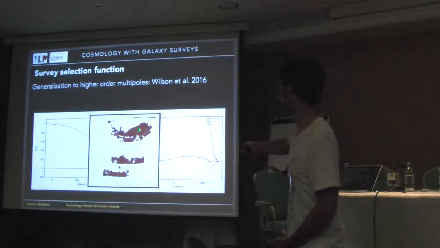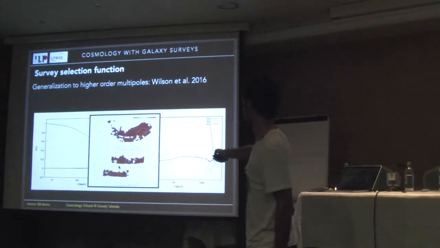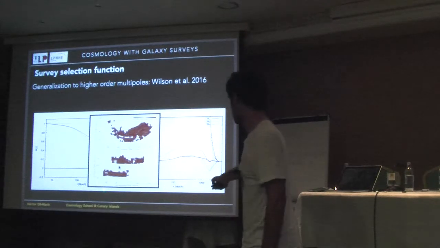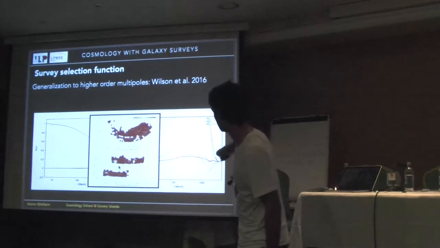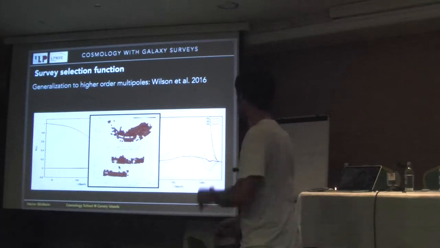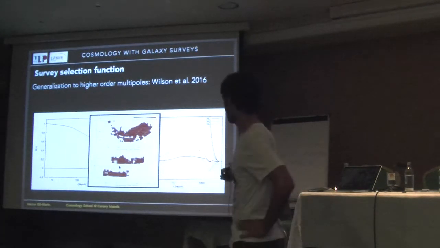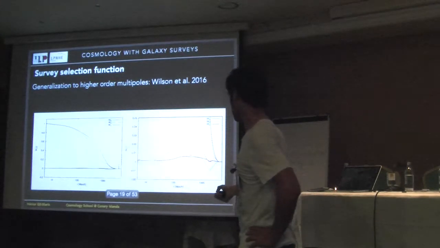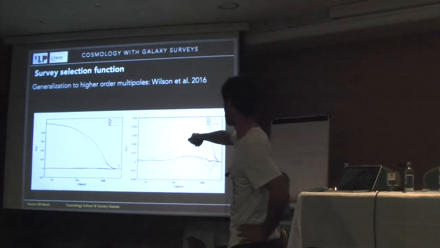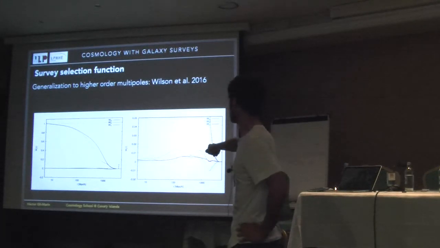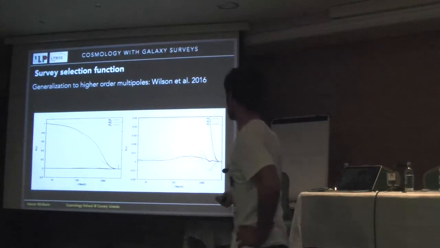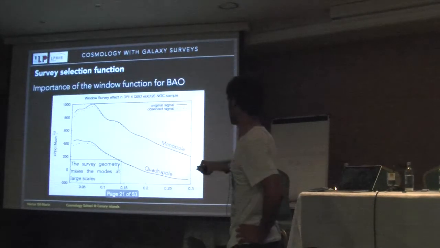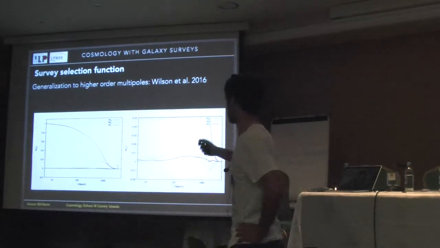For instance, this is the actual survey geometry this plot corresponds to. This is actually BOSS DR14. This is the footprint, so this is right ascension as a function of declination. And we see here, for instance, this is the north galactic cap and this is the south galactic cap. And this is what these lines correspond to. The solid blue lines correspond to the north and the dashed lines correspond to the south. So you see that because these distributions are different, the selection functions are different as well.